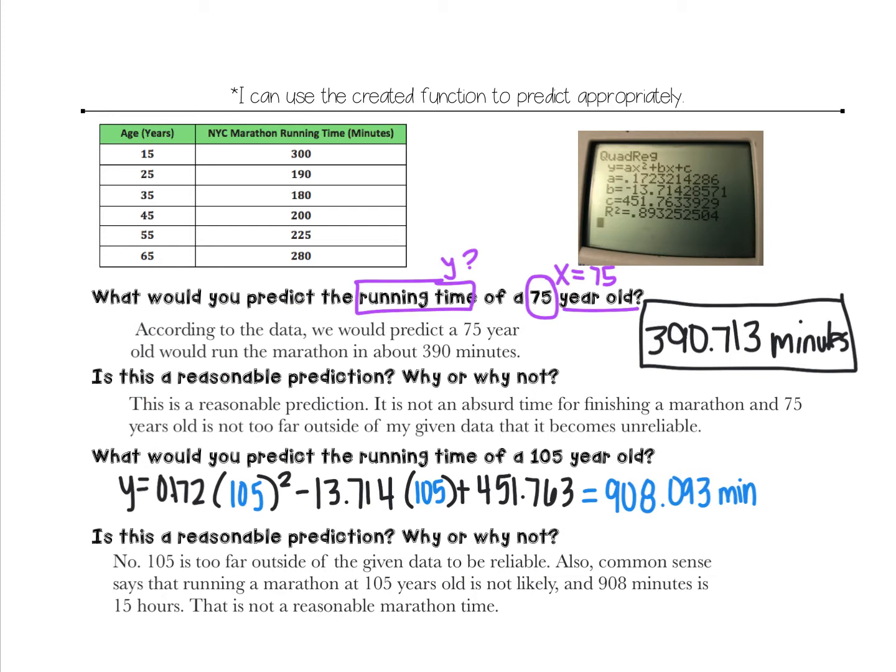And also common sense says that a 105-year-old is probably not running a marathon. Also, 908 minutes is 15 hours. That is not a reasonable marathon time. So those are all the ways that we're going to use these lines as far as predicting and then assessing the reliability of our prediction.